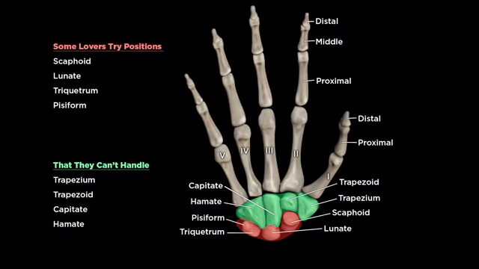Now there's a slightly naughty mnemonic for remembering the carpals of the wrist. It goes like this. Some lovers try positions that they can't handle. So from lateral to medial, the carpals of the proximal row are the scaphoid, lunate, triquetrum, and pisiform. That's the some lovers try positions part of the saying. And then for the that they can't handle, from lateral to medial are the trapezium, trapezoid, capitate, and hamate.